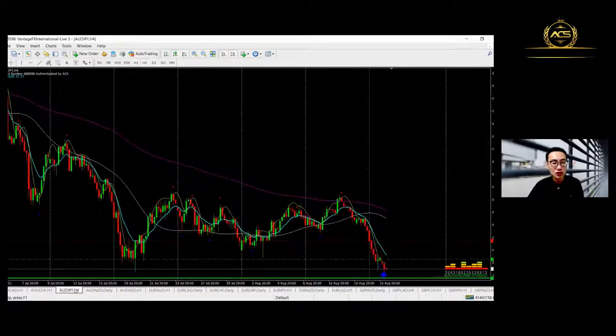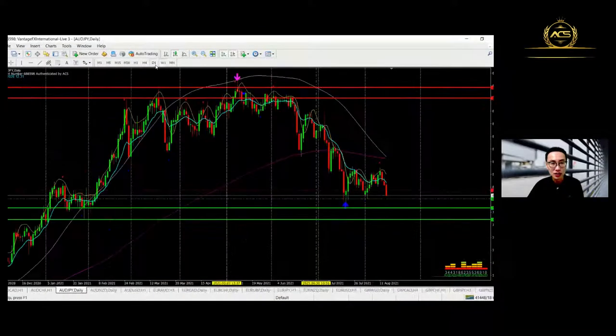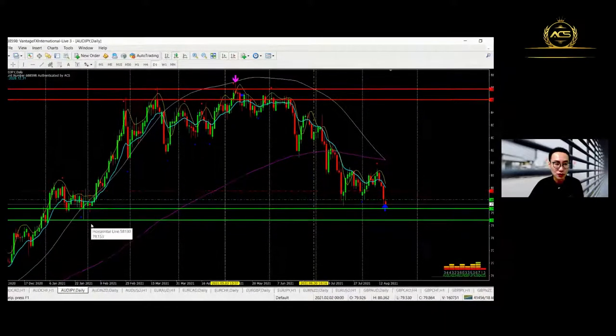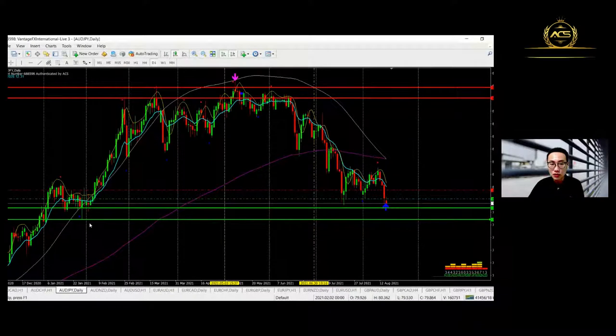All right, so let's skip the Aussie franc and move into Aussie yen. Aussie yen over here. Let's see. This Aussie yen, we are still looking for a short. So over here, likely, I guess it should be, yep.